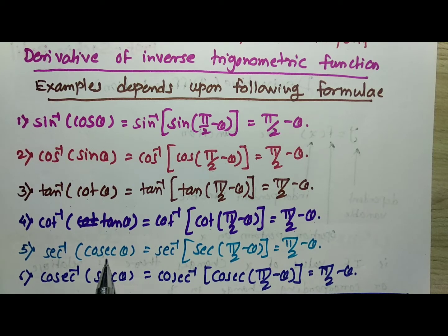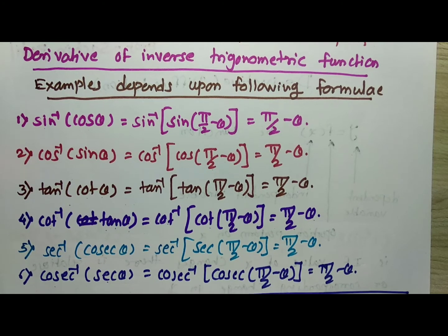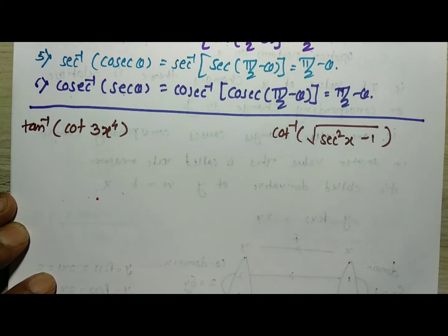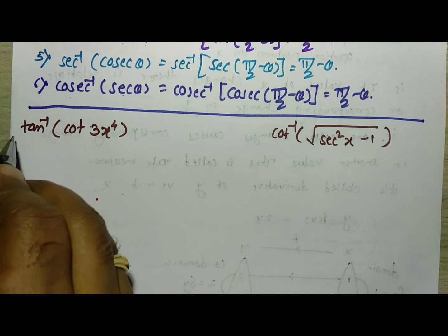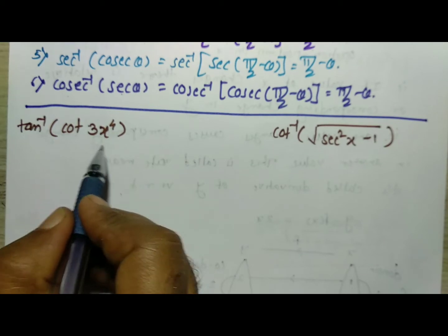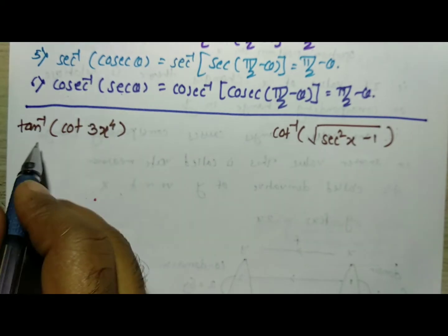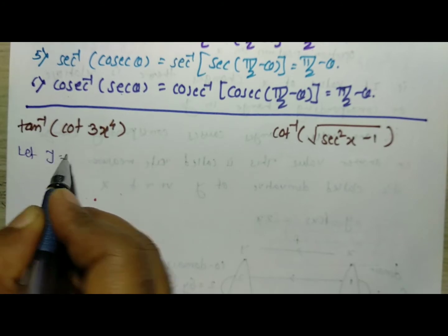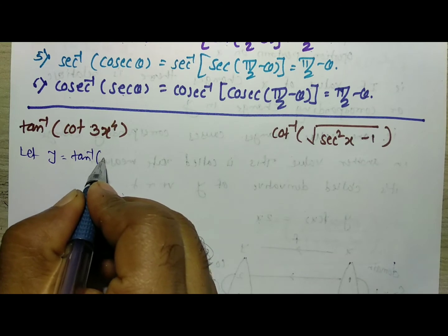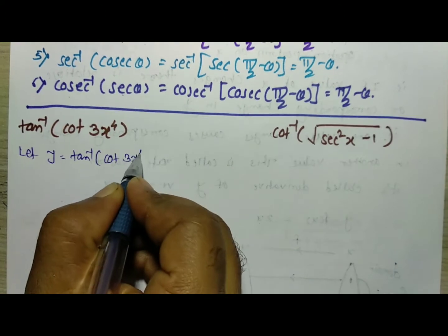Similarly sec inverse of cosec theta and cosec inverse of sec theta. Now by using those formulae you can carry out some examples that depend on them. First of all we will go with tan inverse. Now first of all we consider tan inverse cot 3x raised to 4 here. That means 3x raised to 4 works as a theta, and therefore let y is equal to tan inverse cot 3x raised to 4.